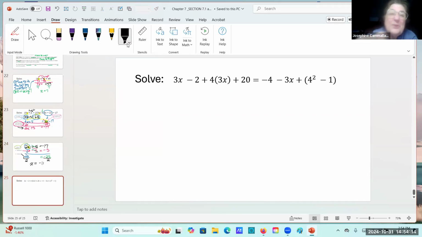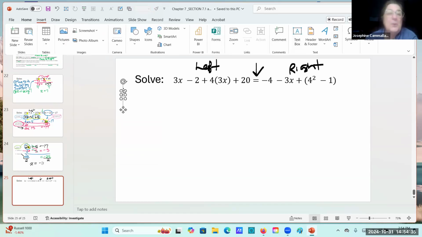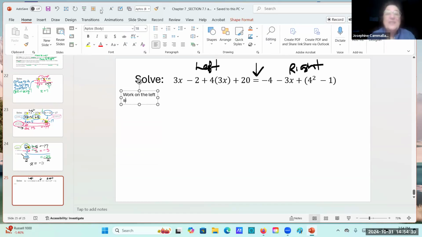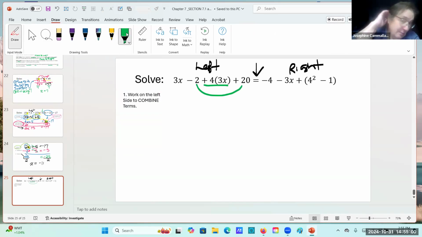Okay, right here. See this equal sign? This is the left side. This is the right side. We're going to work with the left side first. Work on the left side to combine terms. That is our first step. So what we have is 3x minus 2 plus 12x plus 20.